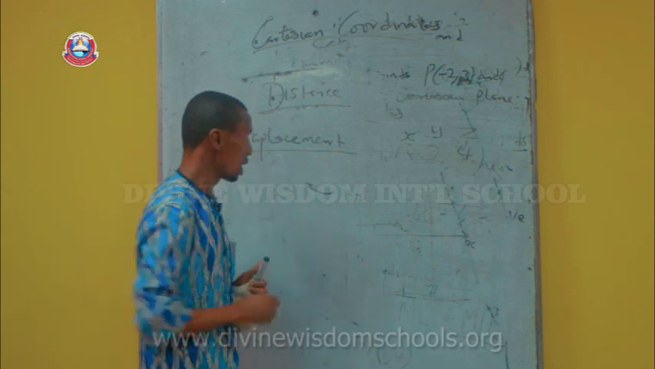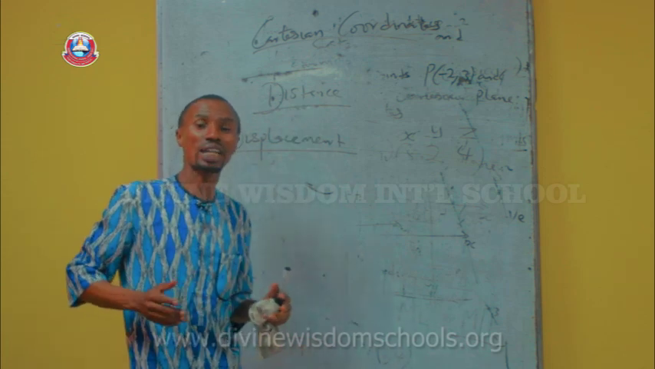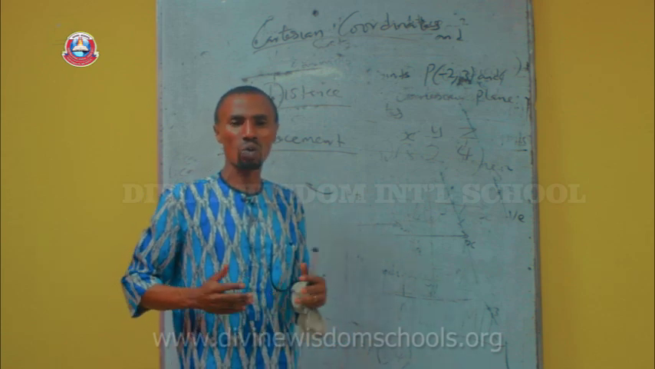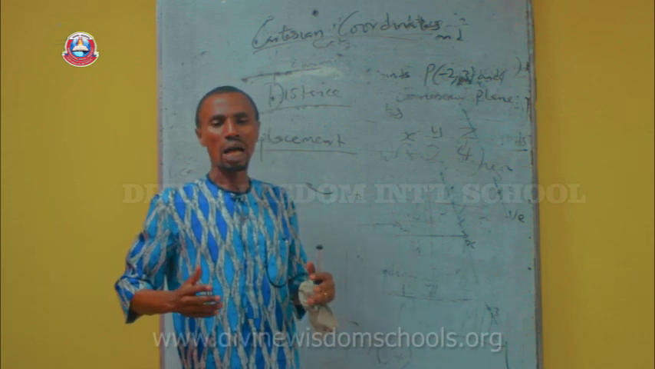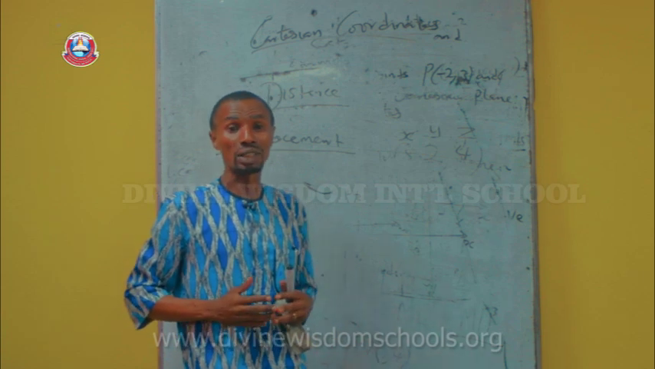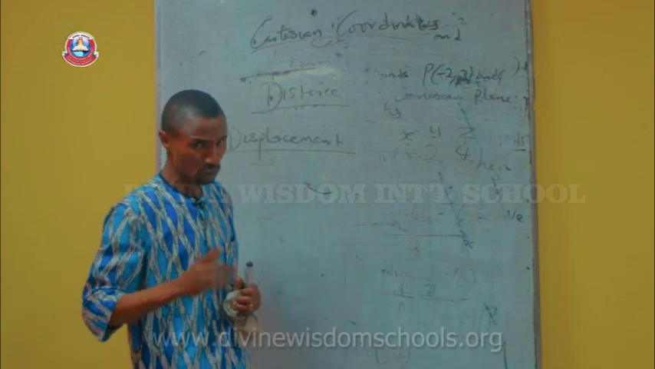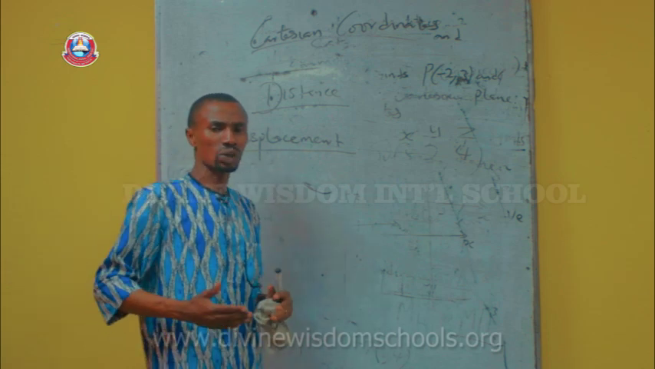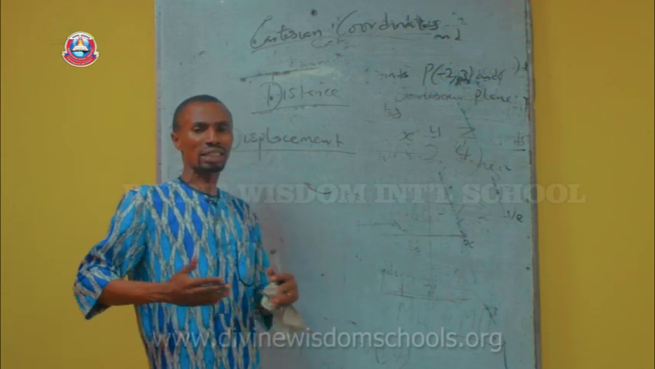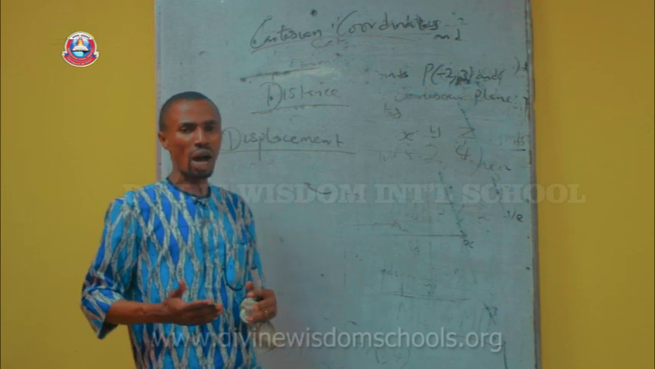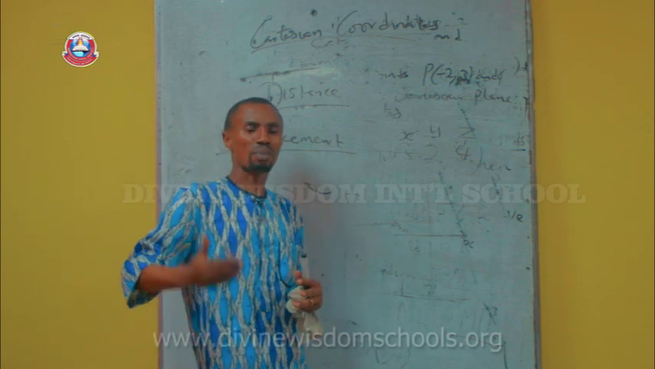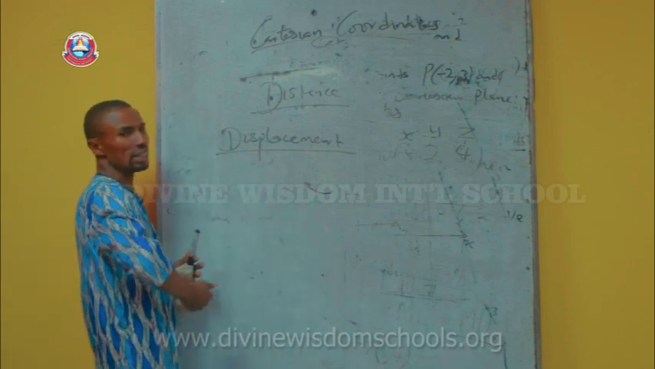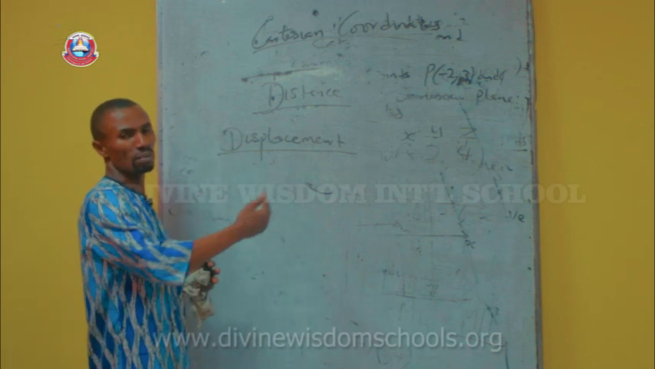The reason is because displacement is a vector quantity. What do I mean by vector quantity again? A vector quantity is one which has both magnitude and what? Direction. Now, I'm sure you'll be interested to know what's the difference between magnitude and direction. Magnitude is the size of a quantity, while direction is the path covered by an object.